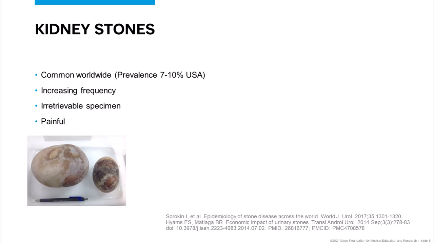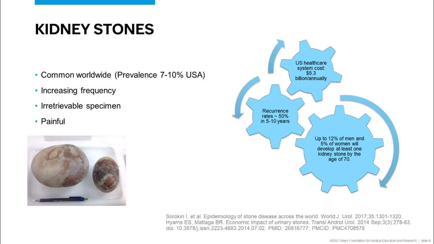So kidney stones are quite common worldwide. In fact, it's estimated that about 1 in 10 people in the United States will develop a kidney stone in their lifetime. And that includes up to 12% of men and 5% of women by the age of 70 will have one stone. Now, the problem is that those who do form stones have a very high recurrence rate of forming a second stone. In fact, about 50% of people will produce a second kidney stone in the next 5 to 10 years.